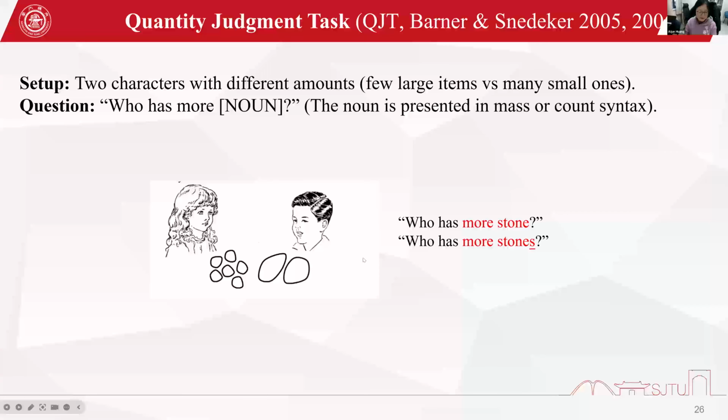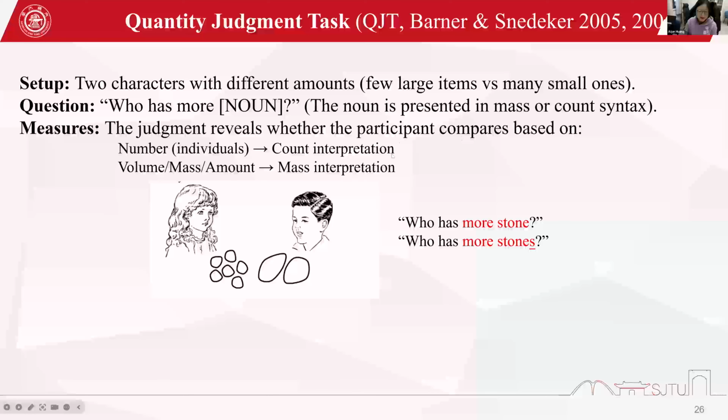So let me give some examples. For instance, in this scenario, the girl on the left side has 6 smaller rocks. The boy has 2 big rocks. And the participant could be presented with a sentence like, who has more stone? So this is a mass context. Or count syntax, who has more stones? Then the task of the participant is to choose one of the characters.